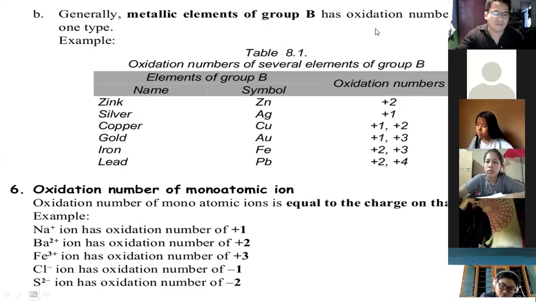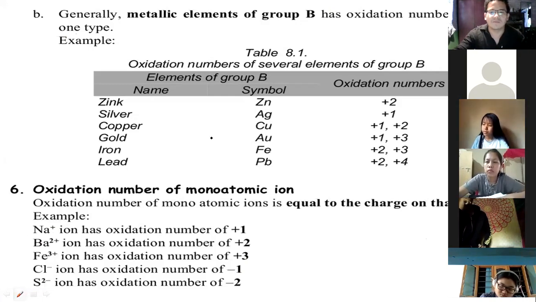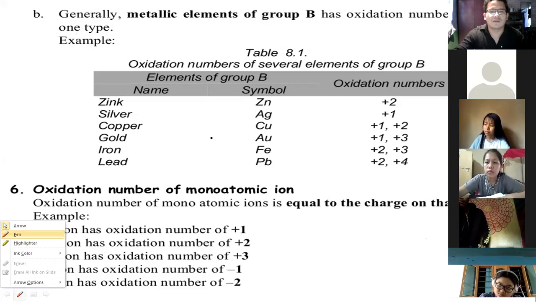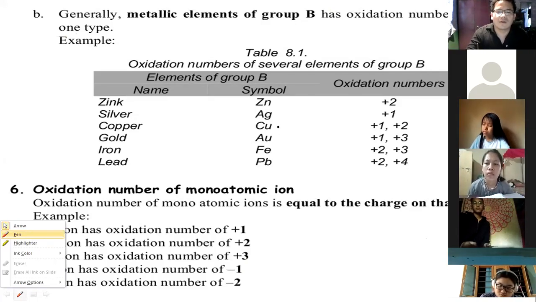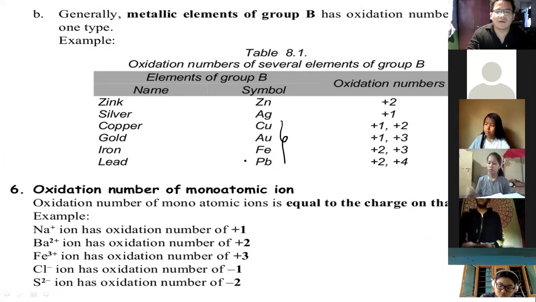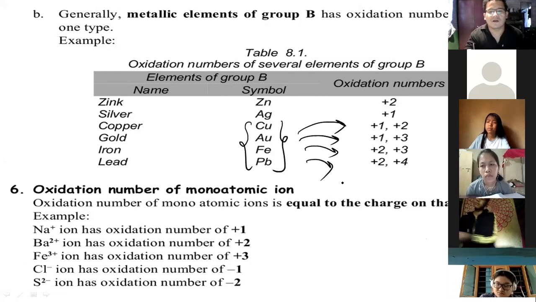So these elements belong in the group B, namely for example zinc, silver, copper. Apart from zinc, cadmium and mercury, these are transition elements. For example copper, gold, iron, lead, these have different oxidation states.